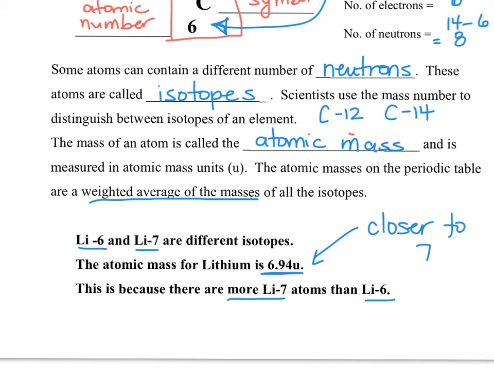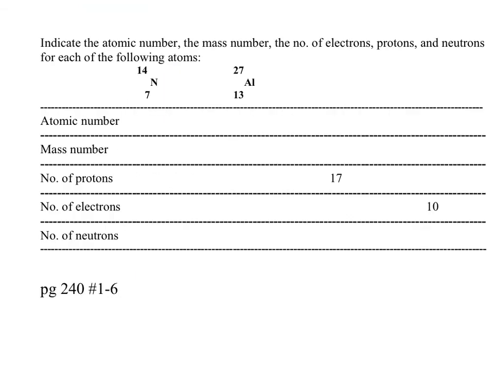Okay, now let's look at how to do this for all of the atoms on the periodic table to figure out their protons, neutrons, and electrons. This is called the atomic structure of the atom. First, you're going to want to create this little chart in your notes so that you can fill it in with me as we go along, if you haven't done that already.